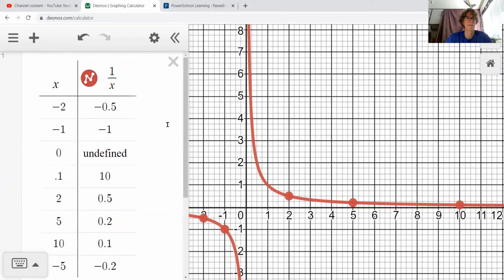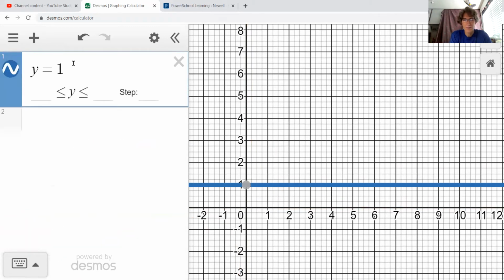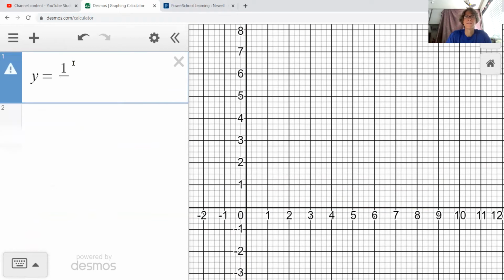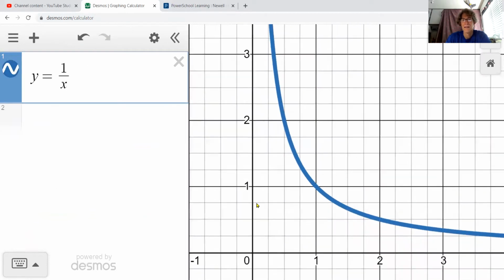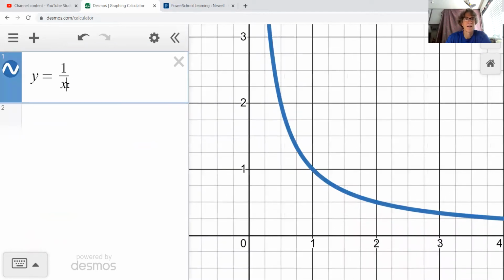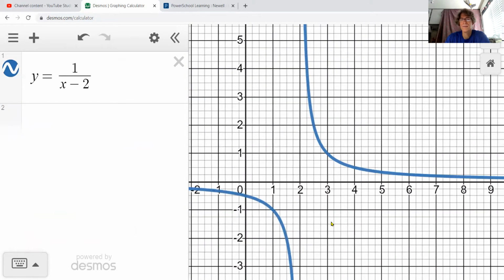Now let me put some other things in here. Let me take these off of here. Let me just clean this whole thing up. Put our graph back in here. 1 divided by x. Okay, so there we go, 1 over x. And what if I change the bottom to, so it doesn't want to touch 0, does it? Asymptote. What if I change the bottom to x minus 2? Now look what it doesn't want to get in here.